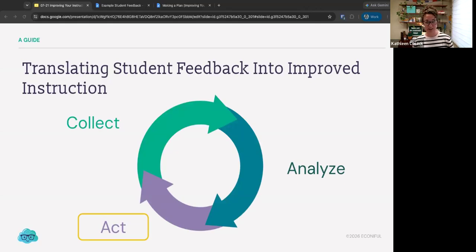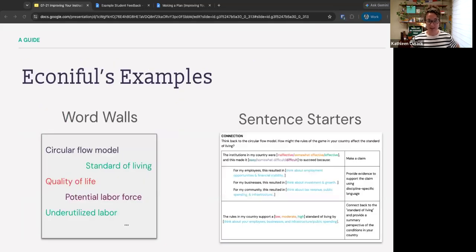Side note, if you're interested in learning more about summative assessments, Megan will have a workshop on that in the afternoon. All right, so here's what we did.